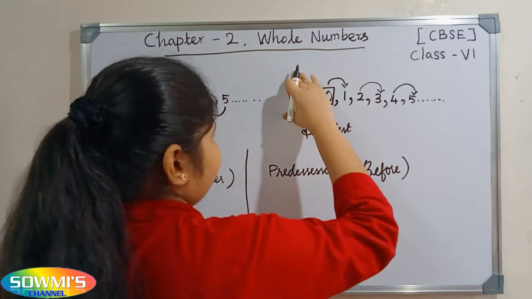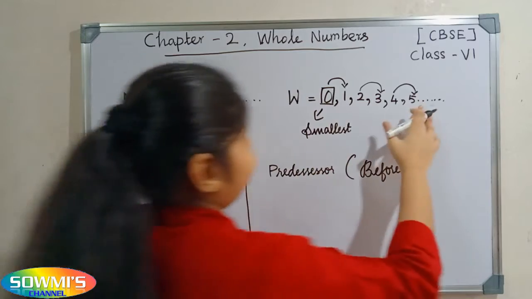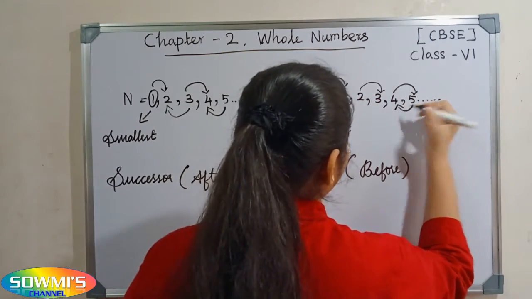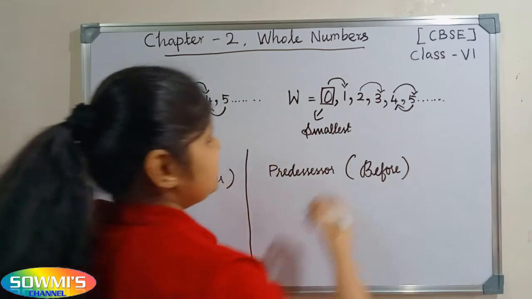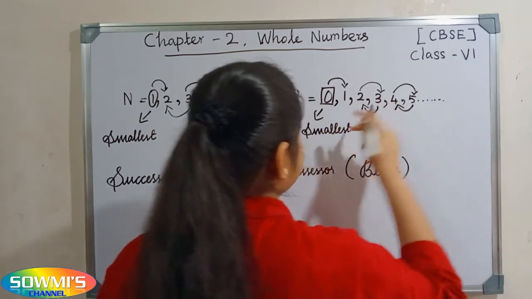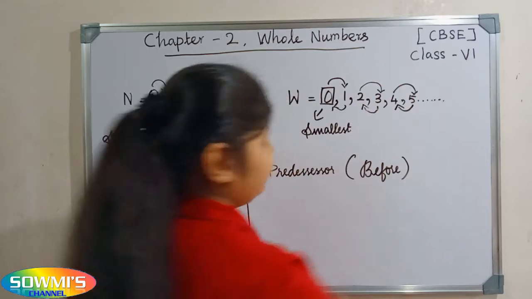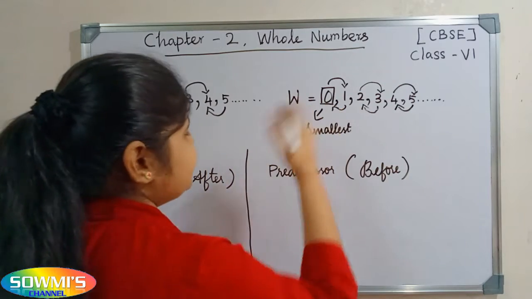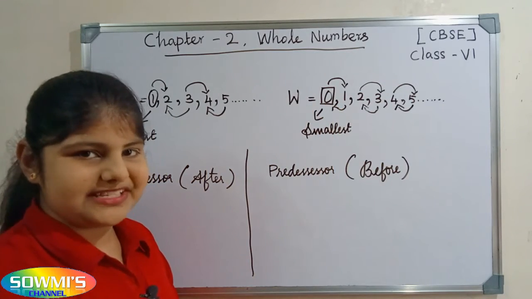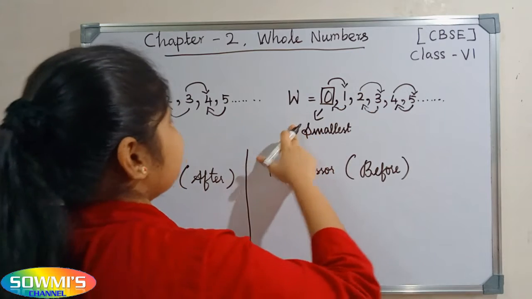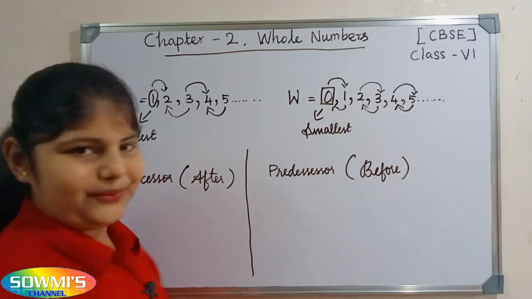Coming to the whole number part, the predecessor of 5 is 4. The predecessor of 3 is 2. The predecessor of 1 is 0. Can you find which is the predecessor of 0? There is no predecessor for 0 because the whole numbers start with 0.